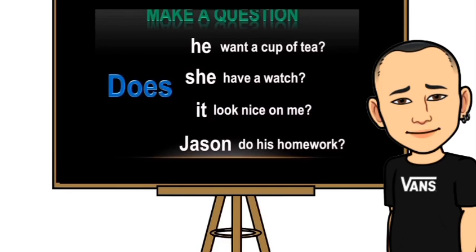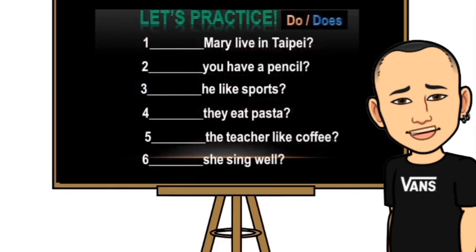Great work! Now let's practice making more questions using do or does. Does Mary live in Taipei? No, she doesn't. She lives in Hsinchu.